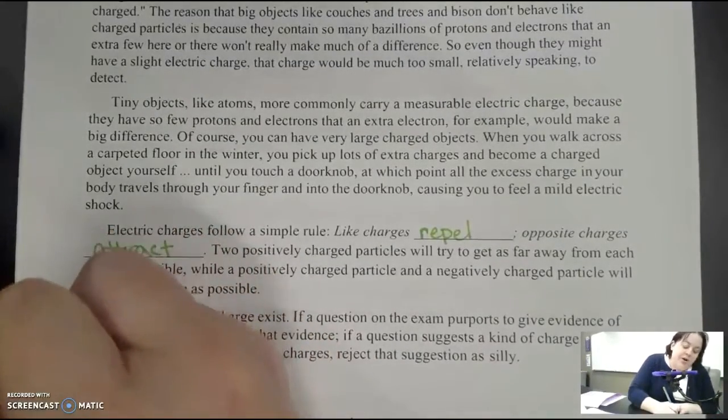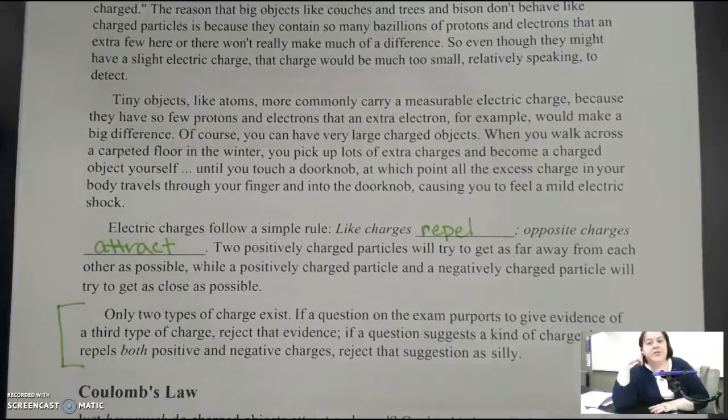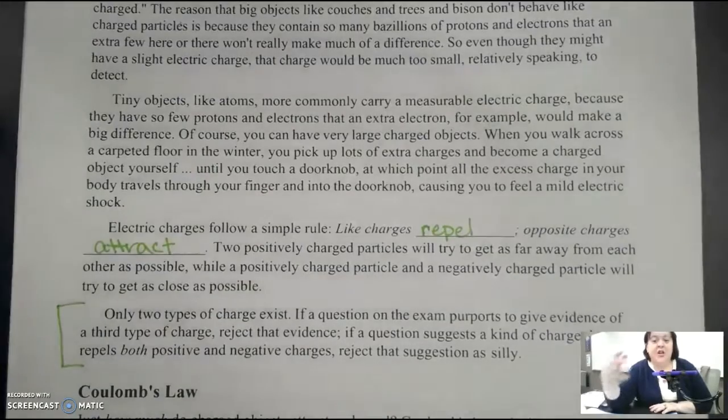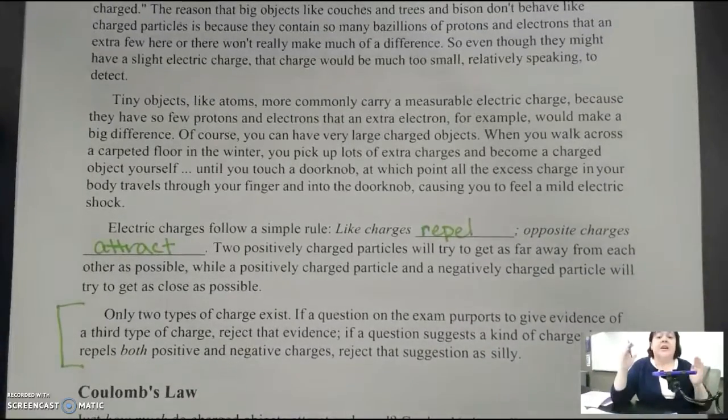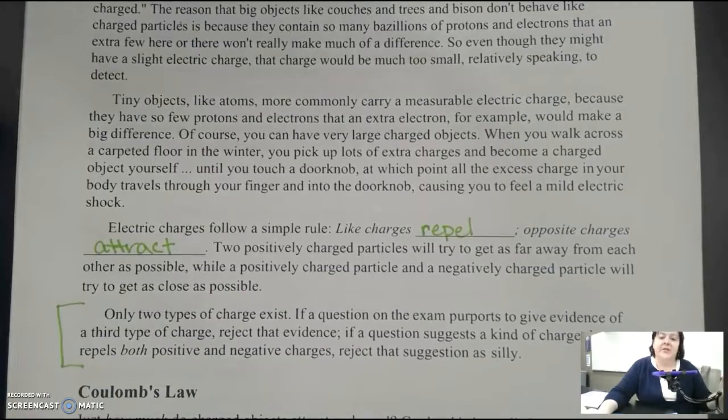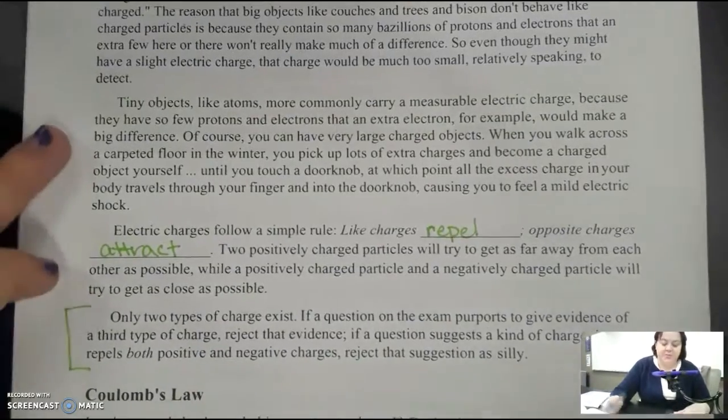This is kind of important because they like questions like this. They're like, two students do an experiment and their results indicate that there's a new type of charge. Tell whether you agree with it. And you should immediately be like, no matter what evidence they give, that's impossible. There's only two types of charge. And then you should look at their evidence and try to figure out what they've done wrong.